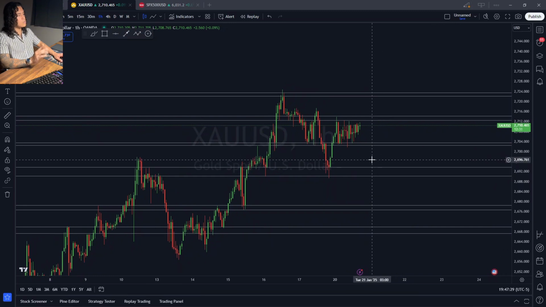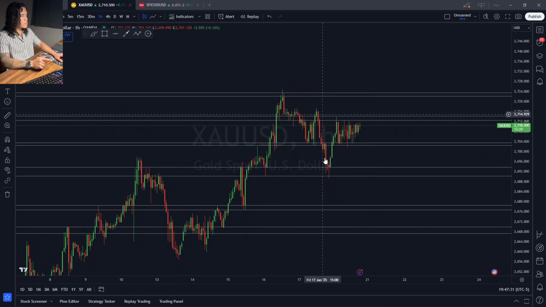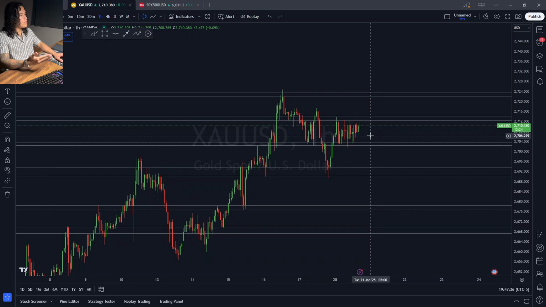Now, the only thing is once we start to zoom in to the 1 hour, we can see that price is creating this range for us. And it makes sense because today was a bank holiday. We had the Trump inauguration, so a lot less volume in the markets.